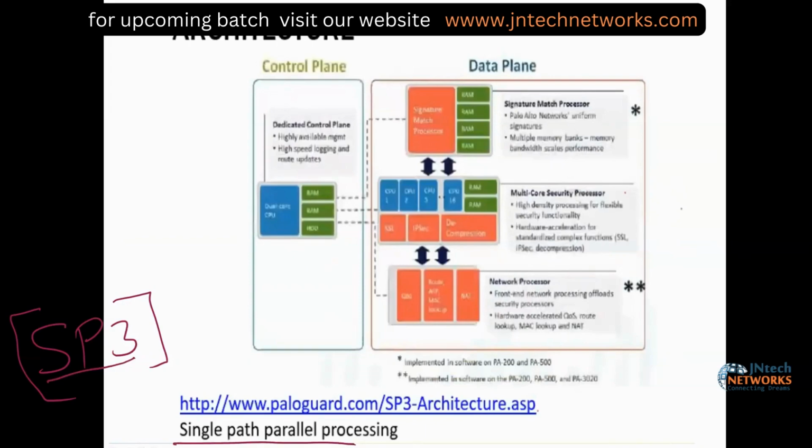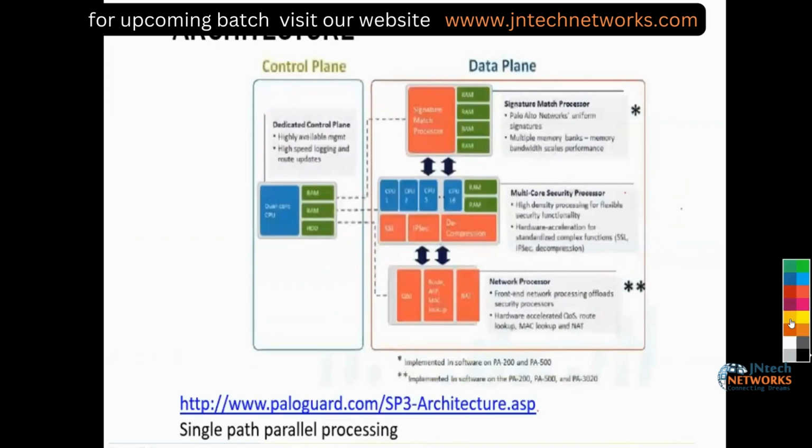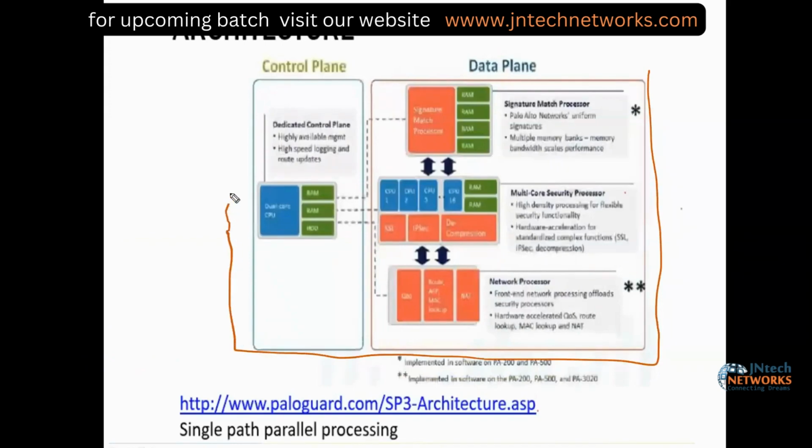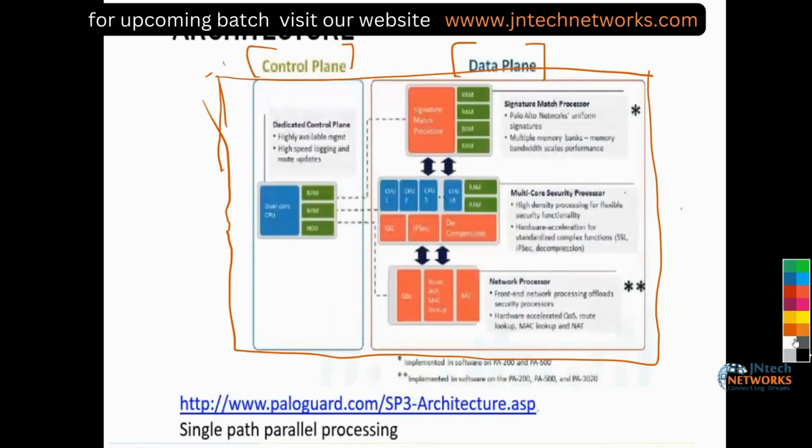What is SP3 architecture? Let me tell you. A complete Palo Alto firewall device is divided into two different planes. This is a complete PA200 firewall box, Rajneesh, and it is divided into two different planes: the control plane and the data plane. Your management port is a part of the control plane. You can connect your management PC with this management port.